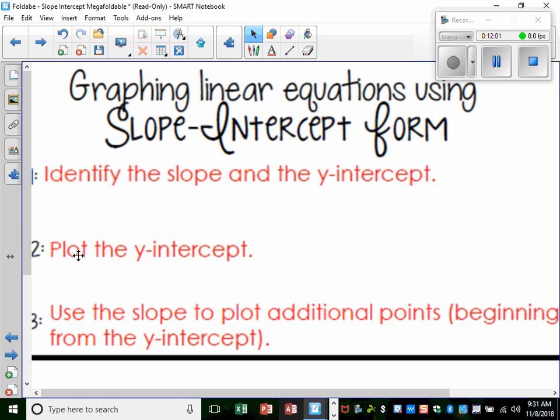Then you're going to plot the y-intercept. So that's where you're going to start. You're going to start with the y-intercept. And then step 3, use the slope to plot additional points. And you can stop it right there at additional points.